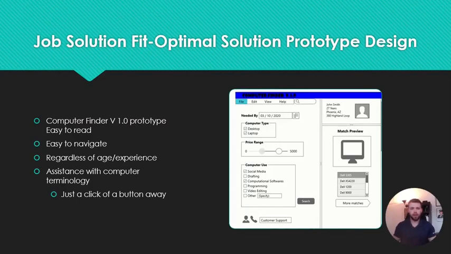So the first thing we have is the job solution fit, the optimal solution prototype design. So basically what we're looking at is a mock-up of what the Computer Finder could look like. We want to keep it simple, easy to read, easy to navigate, because the market we're focusing on struggles to accomplish their goal of understanding computers.